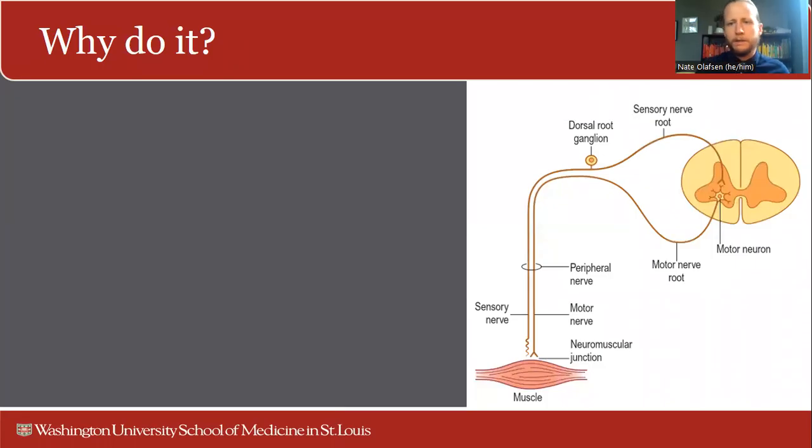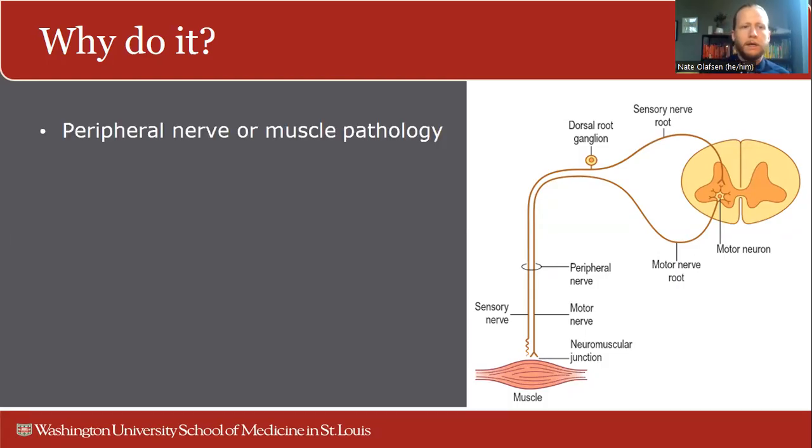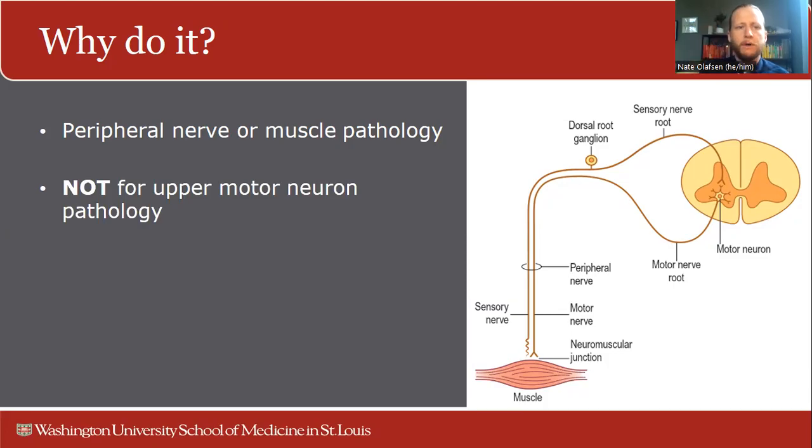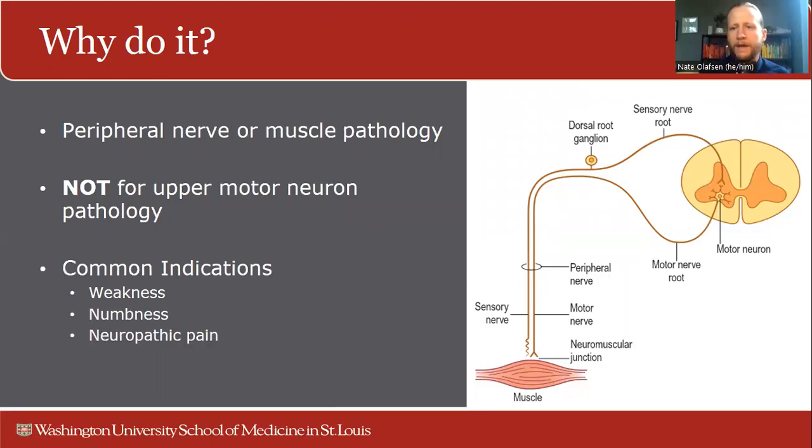So why do we do it? Why are EMGs something that is really vital to and fundamental to being a physiatrist? Well, it helps us assess for peripheral nerve or muscle pathology. It's really not a tool to assess for upper motor neuron pathology, although some non-specific findings on EMG can be present. We have other tools for that: CT scans, MRIs, our clinical assessments. Common reasons why an EMG might be ordered or why you or your attending or other residents might be performing them would be things like weakness, numbness, or neuropathic pain that could have a peripheral nervous system source.